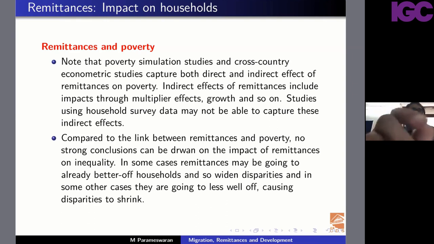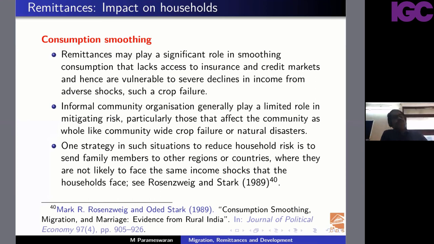Now, we already said that one important issue is macroeconomic, the consumption smoothing. This also has important implications at the household level. In some countries, migration is used as insurance. That is, when there is a crop failure or income fall, to smooth consumption, migration is the option people adopt. So people have different ways of insuring against this risk.